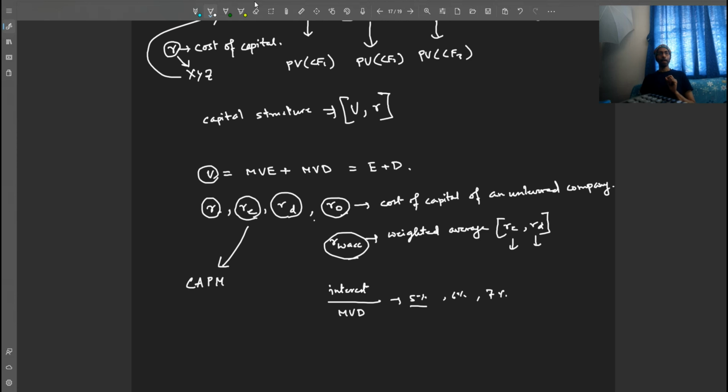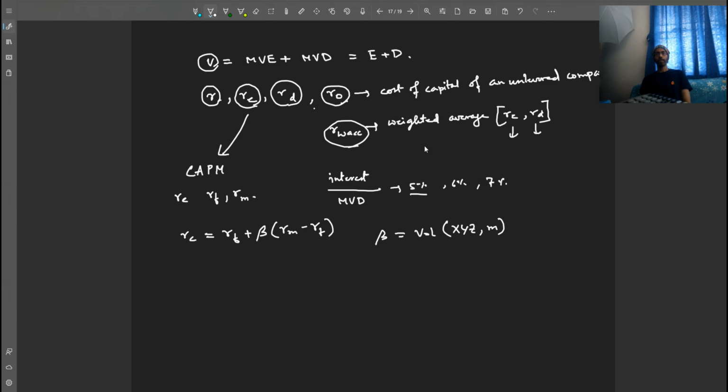That is basically measuring the cost of equity with the help of the risk-free rate and market returns. How do we do that? Cost of equity is equal to risk-free rate plus beta multiplied by market return minus the risk-free rate. Beta is basically the volatility of the company, let's say XYZ, with respect to the market. Which basically means if the volatility of XYZ is more than the market, then beta will be greater than 1. If the volatility of XYZ is less than the market, then beta will be less than 1.